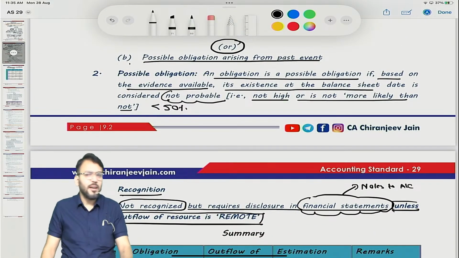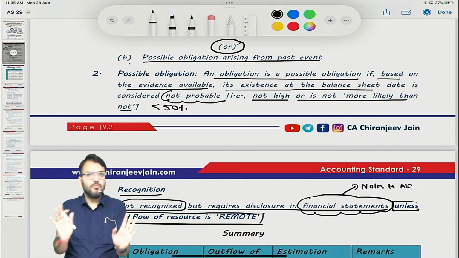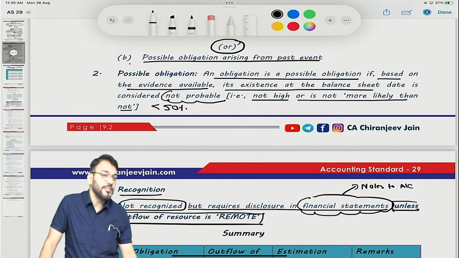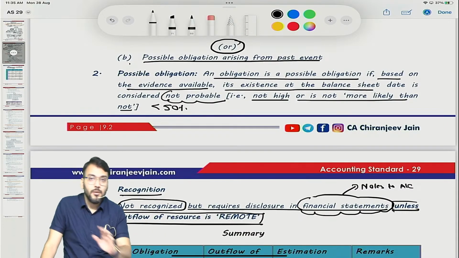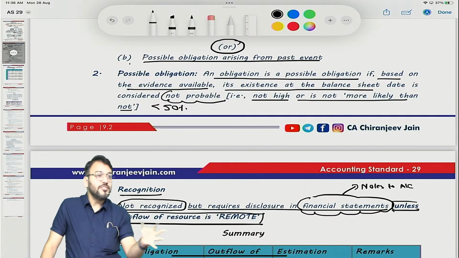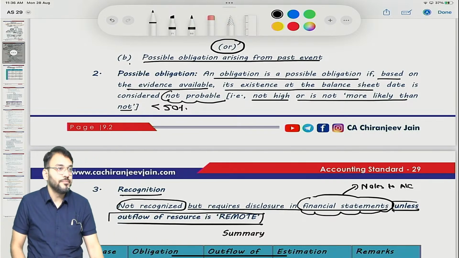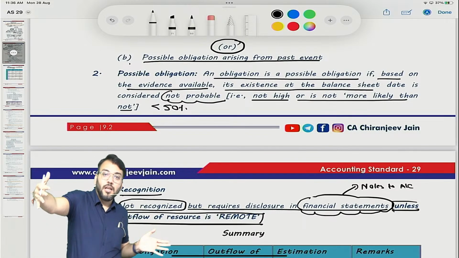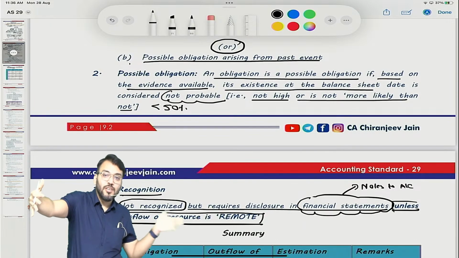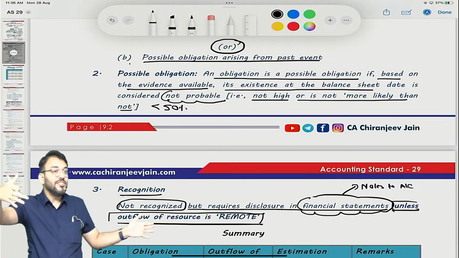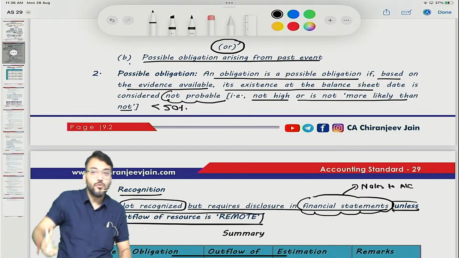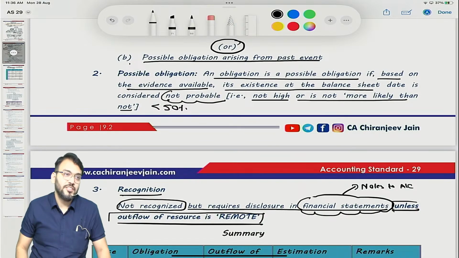I will take a little better understanding, but you have understood whatever I want to say. You have understood the difference between provision and contingent liability. I hope you understand the gap between what you did in CA foundation and what you are doing in CA inter. That gap is very high. If you can fill that gap soon, it will become interesting. Correct?